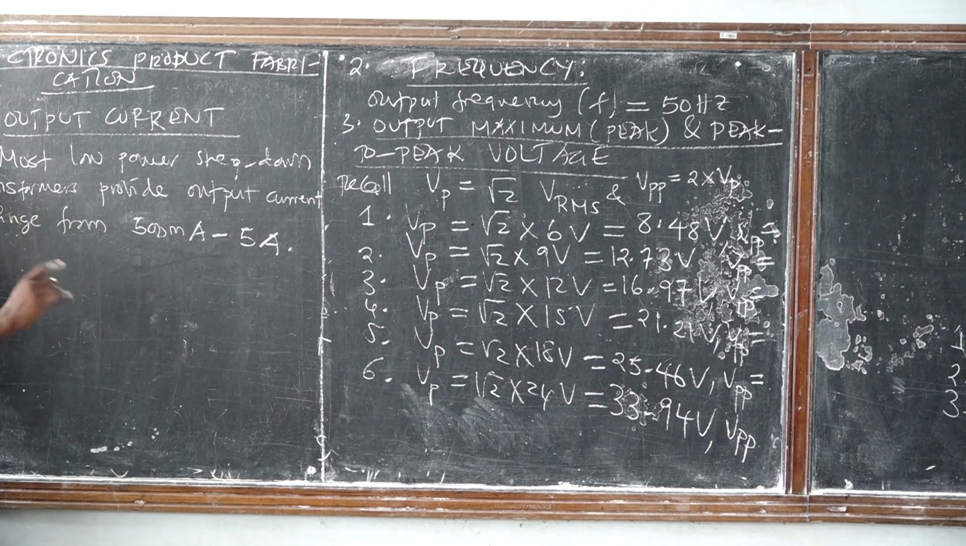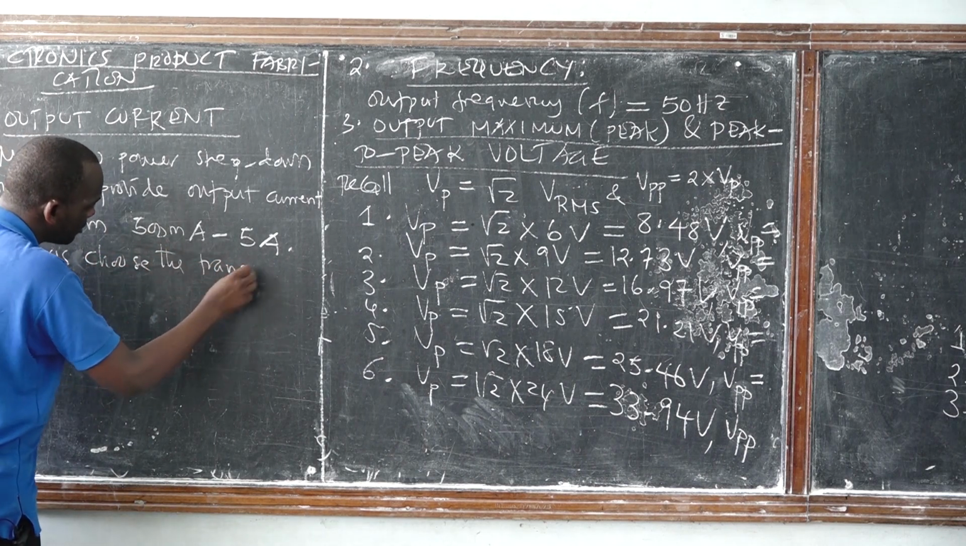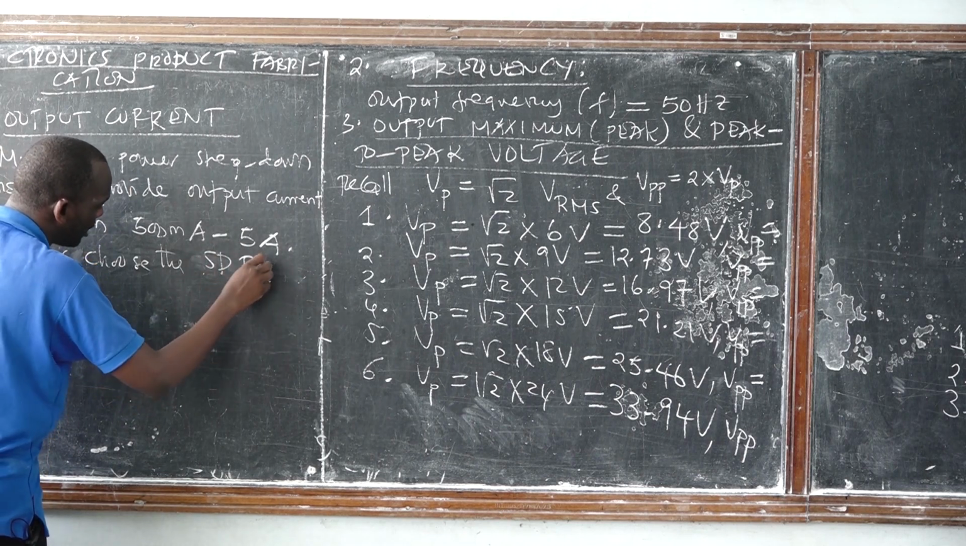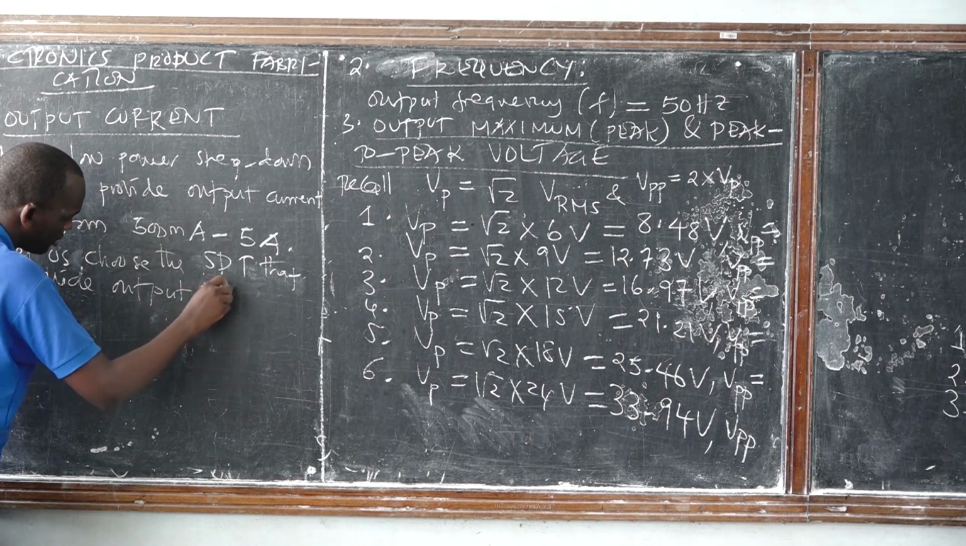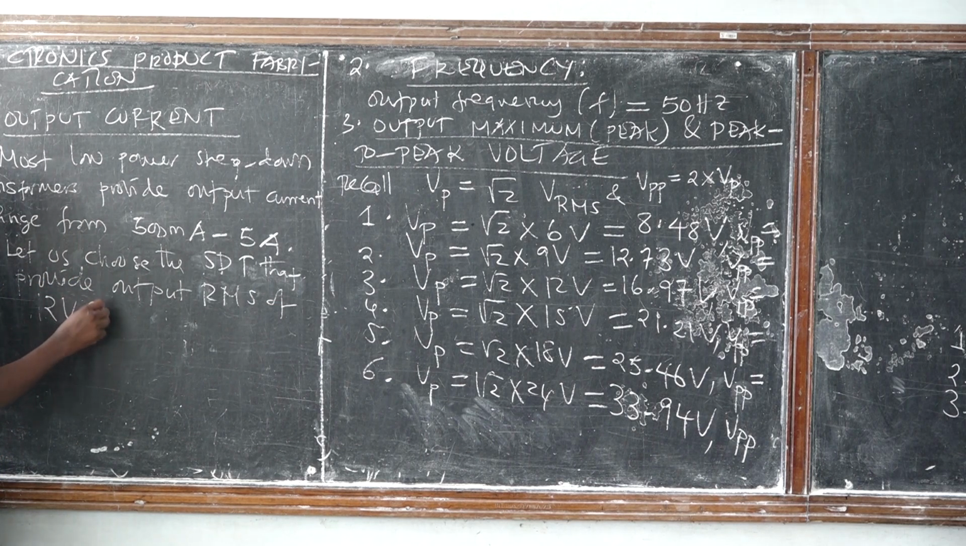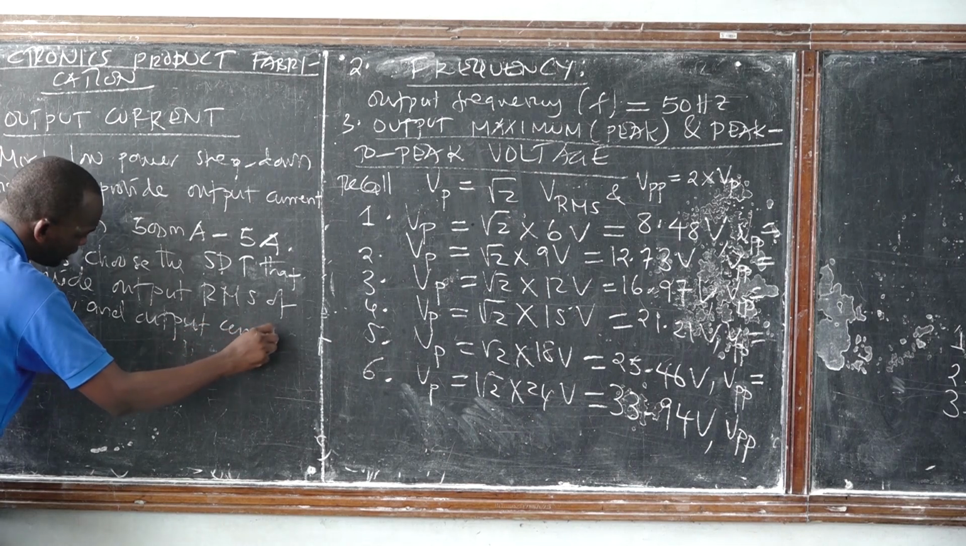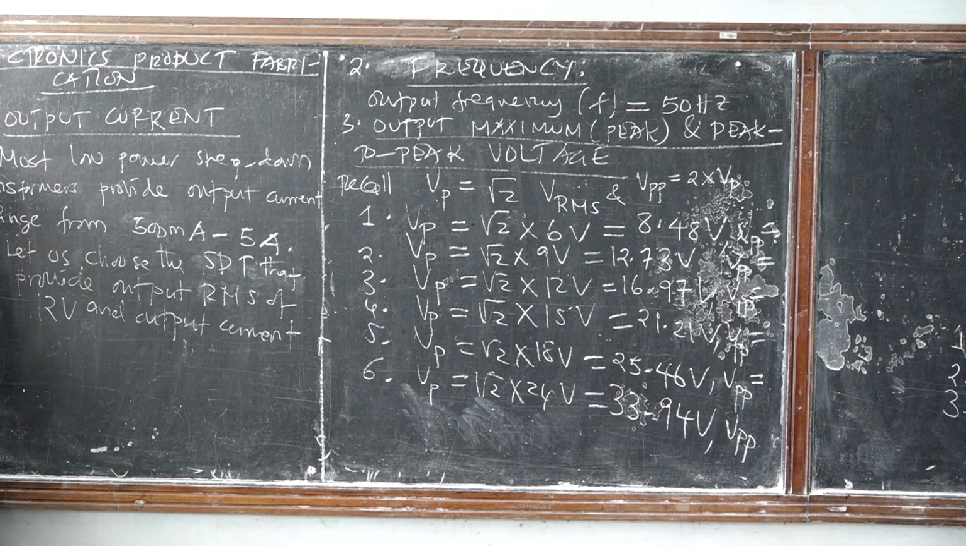So now, just to harmonize our design, let us choose the step-down transformer that provides an output root mean square voltage of 12 volts, and the output current, because we just need to power the amplifier, which will be spending just a few milliamperes, let's say 500 milliampere, or let's say 1 ampere. Yes, 1 ampere.